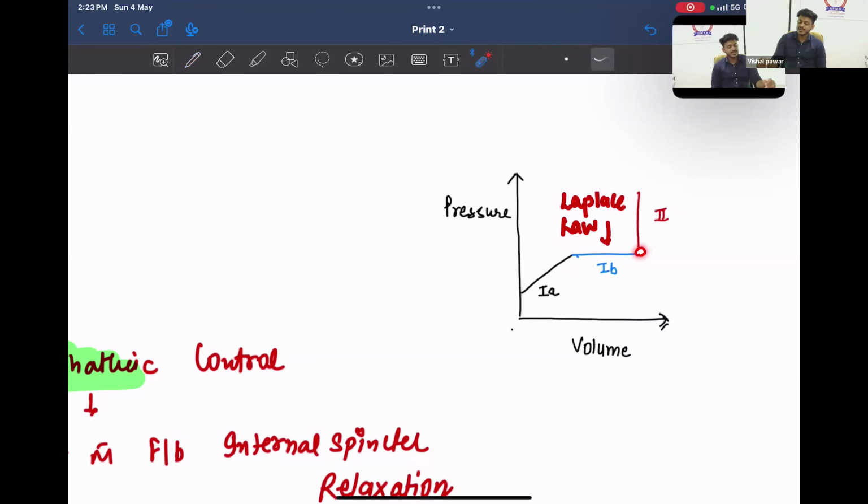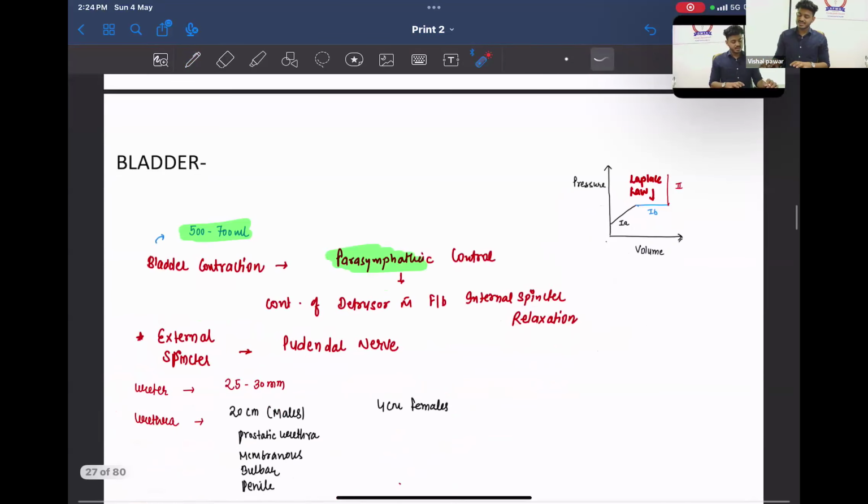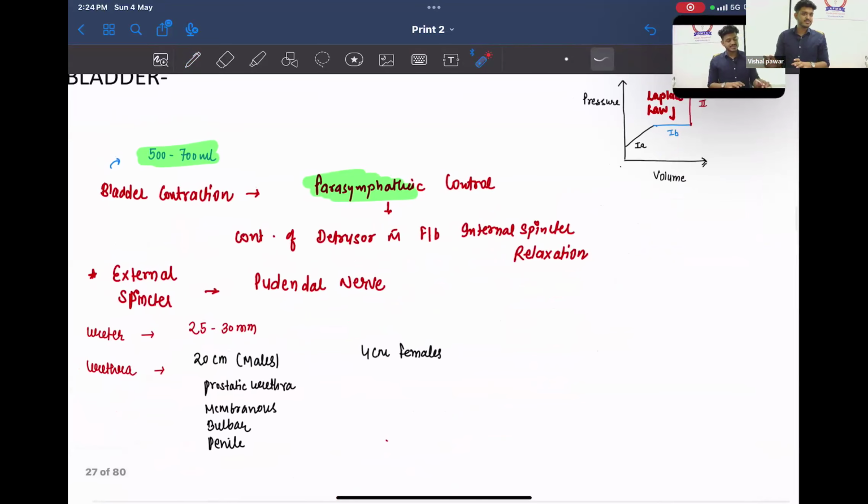And then what will happen? Then there will be a point when you will be having the starting of the urge to urinate, right? You will be having the start of the urge to urination, and this will increase, and then you have the marked sensation, and then you definitely need to go for urination. How is this thing going to happen? This is under the parasympathetic control.